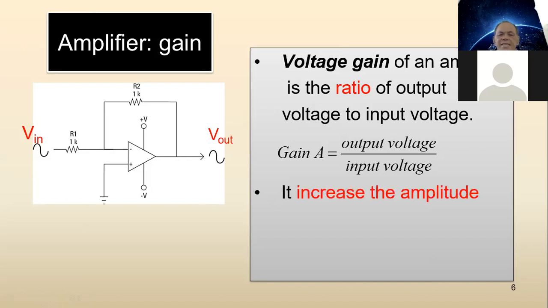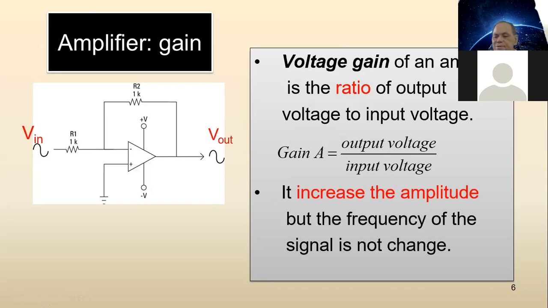So basically, the purpose of an amplifier is to increase the amplitude, but the frequency remains constant. That's the reason why we don't use the word magnify. In mathematical form, the gain is V out over V in. V out is here, V in is here.